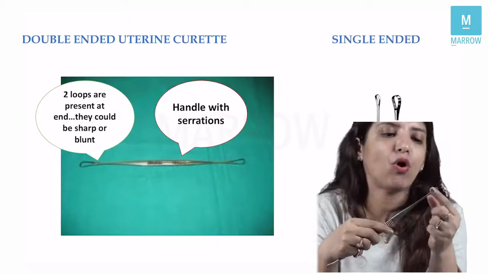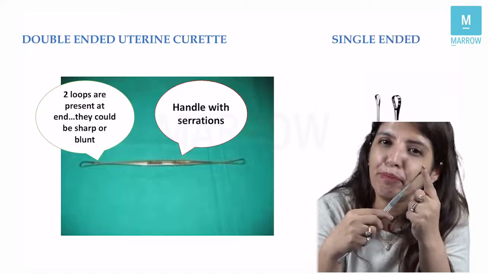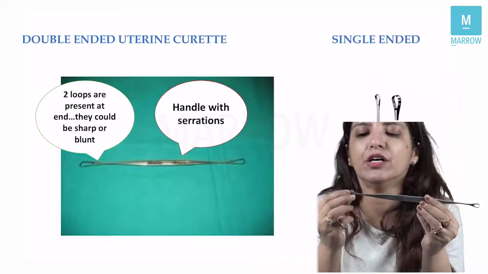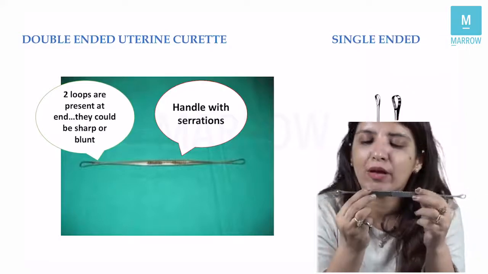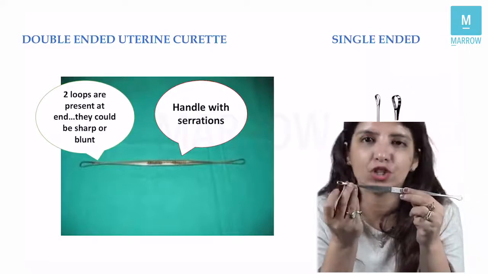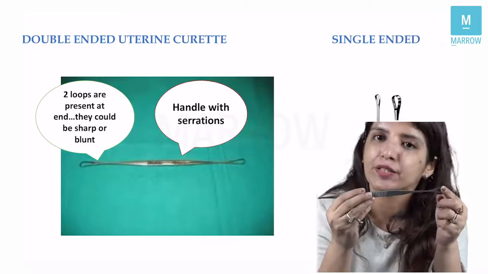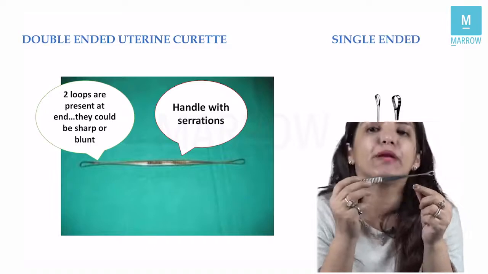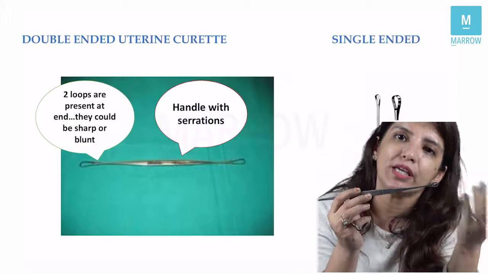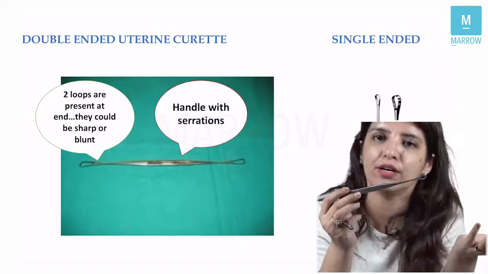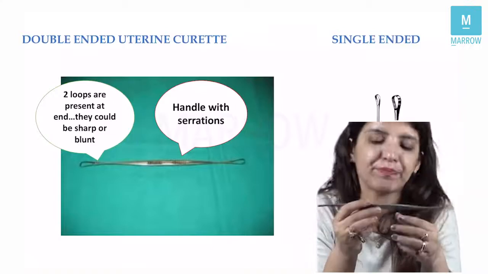Now, you have to touch the instrument and see whether it is a blunt curette or a sharp curette. So, the curette which I have in my hand, one end is very sharp. So, one side is sharp and the other side is blunt. So, I have a blunt and a sharp uterine curette in my hand. It could be either way. It could be a single blunt curette or a single sharp curette, right?